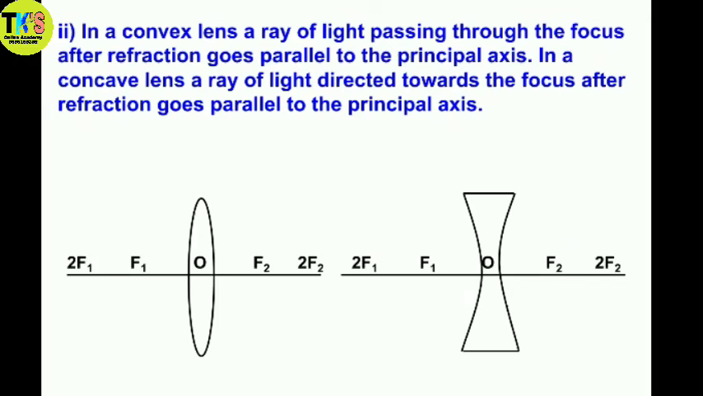Second one is, in a convex lens a ray of light passing through the focus after refraction goes parallel to the principal axis. In a concave lens a ray of light directed towards the focus after refraction goes parallel to the principal axis. First one is convex lens. In this case, a ray of light passing through the focus after refraction goes parallel to the principal axis. Let's see. It goes parallel to the principal axis. This is convex lens.